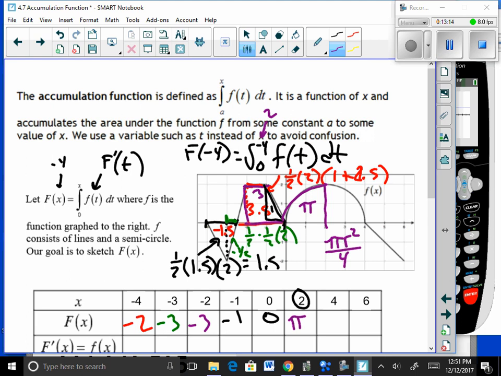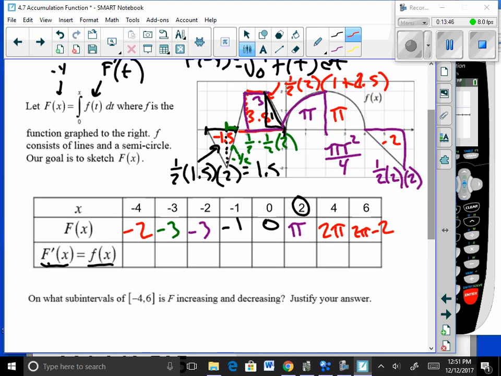Okay, now when I plug in 0 to 4, this part's going to be another pi. So 0 to 4 will be 2 pi. And then when I go to 0 to 6, I'll have a half times the base, which is 2, times the height, which is 2. It's 2, and then negative. Correct, 2 pi minus 2.